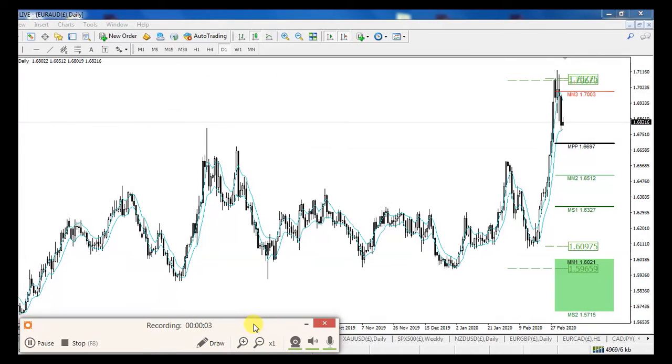And the next currency is euro against Australian dollar. This is a daily chart, and my view on this currency has changed to sell.